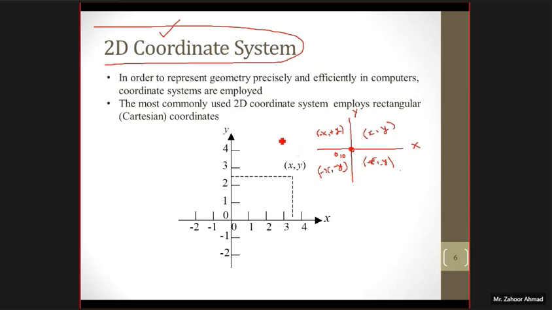We are going to draw any shape based on this coordinate system. We are going to see what is the value of x, what is the value of y, and based on the coordinates of this graph, we are going to decide where we are going to draw it.